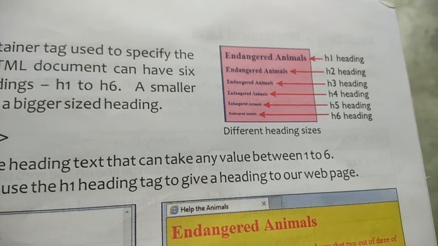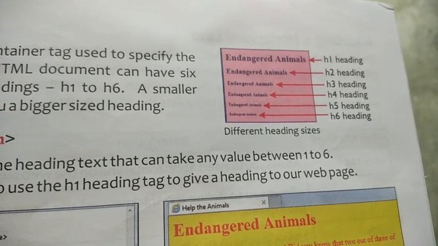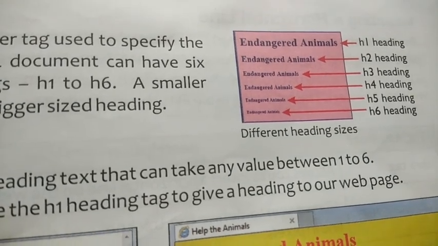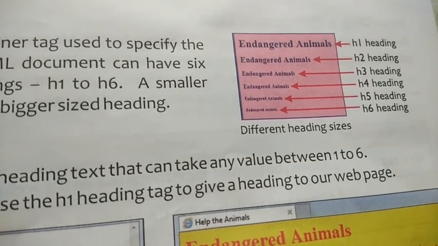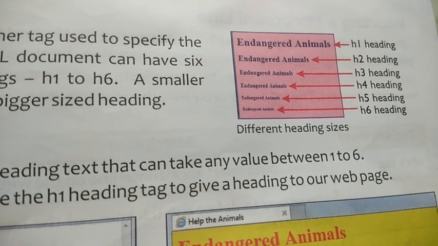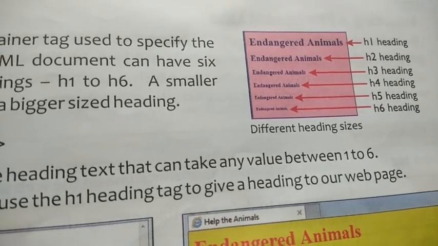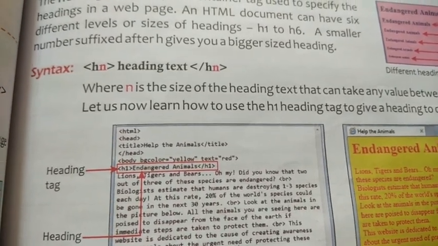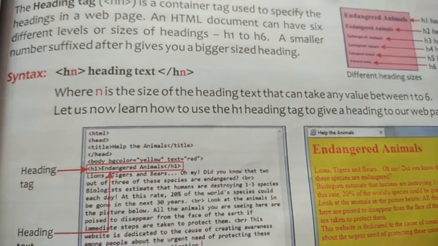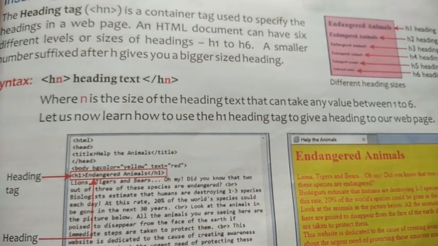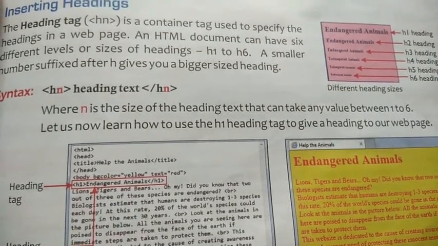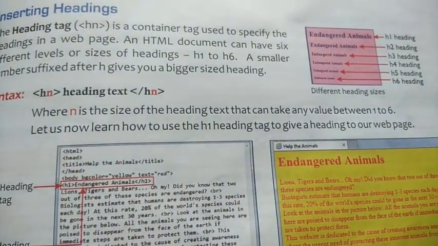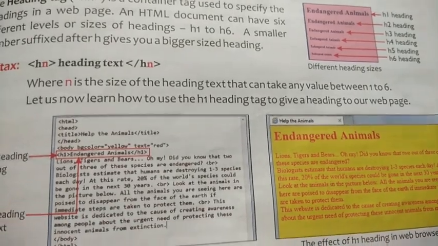H1 is the top, bigger heading. Then after H1, H2, H3, smaller, then smaller, all are smaller headings in our sizes, HTML. Then syntax: H n, heading text, H n close, where n is the size of the heading text that can take any value between 1 to 6. So let us now learn how to use the H1 heading tag to give a heading to our web page.